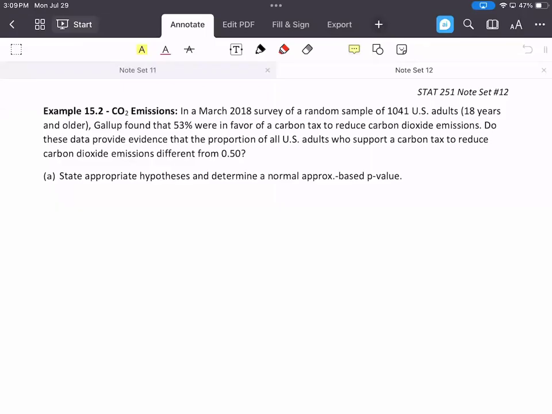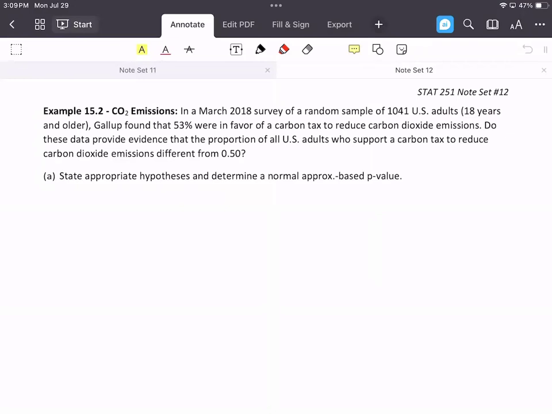Another example. This is going to move us towards significance levels, but let's do one more example just to make sure you feel pretty good about how to do the hypothesis testing. So we're looking at CO2 emissions and a survey done, random sample of 1,041 US adults. Gallup found 53% were in favor of a carbon tax to reduce carbon dioxide emissions.